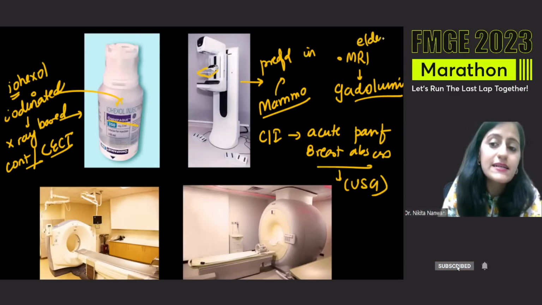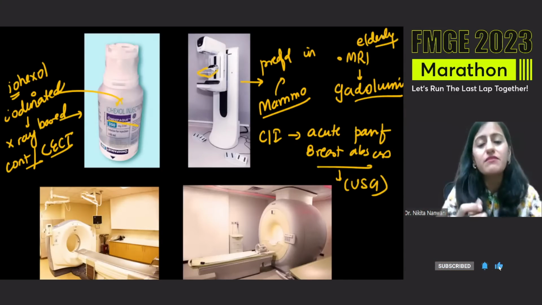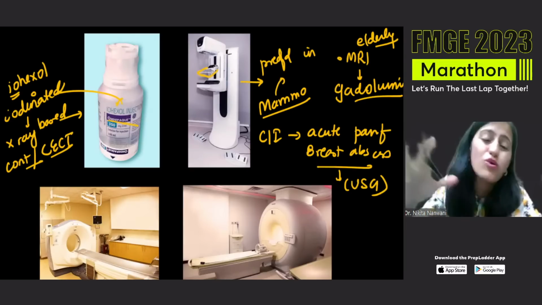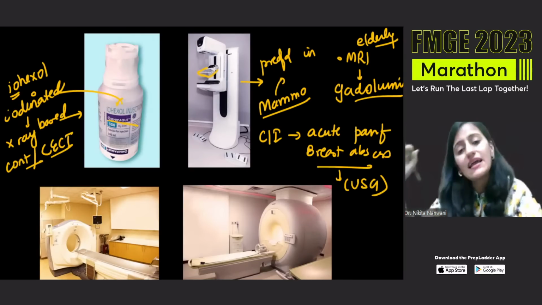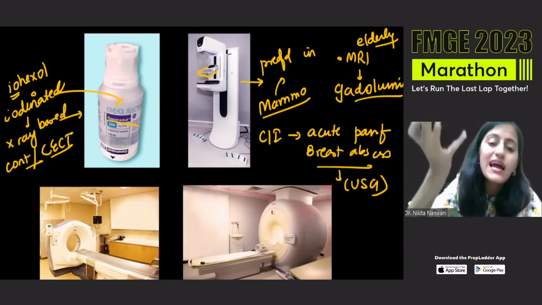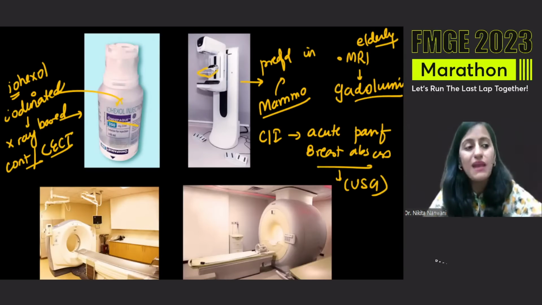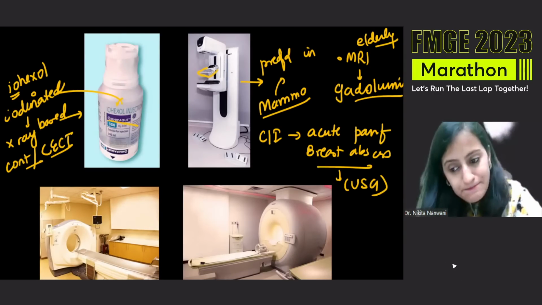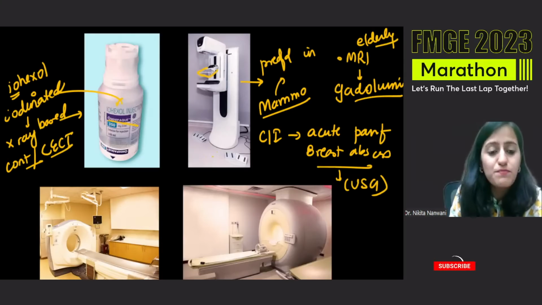It's an elderly female. Why? Young female, more glandular breast, it's more dense. The images will be more white, right? Elderly female, more of fatty breast, the image will be more dark. So the calcification will stand out. In the black breast, the white calcification will stand out. Okay? So that's about mammography.